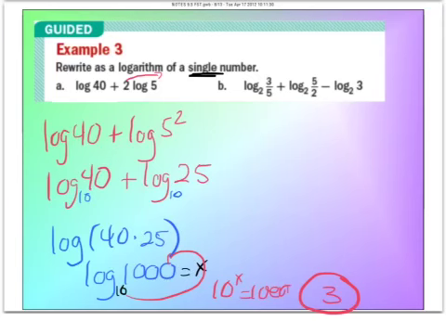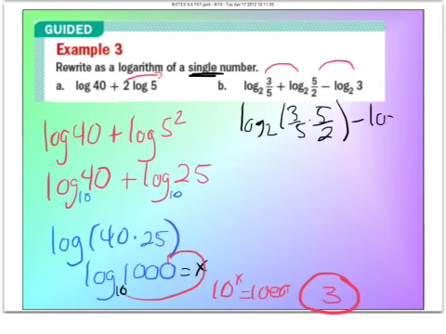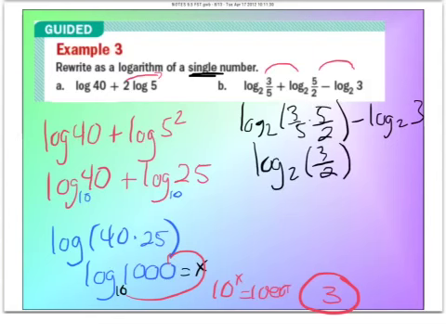Okay, let's take a look at another one. Letter B here has both addition and subtraction. So when we crunch it together, addition becomes multiplication, subtraction becomes division. So you can actually do addition first or the subtraction, it doesn't matter. I'm going to go ahead and actually bring together the addition part. So log base 2, I'm going to do 3/5 times 5/2. And I'm just going to leave this to the end a little bit. This will give me log base 2 of 3/2 minus log base 2 of 3.